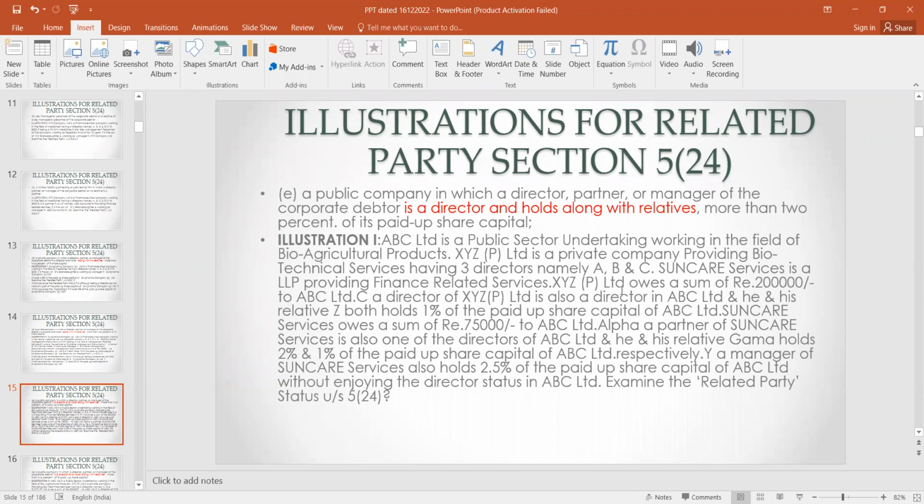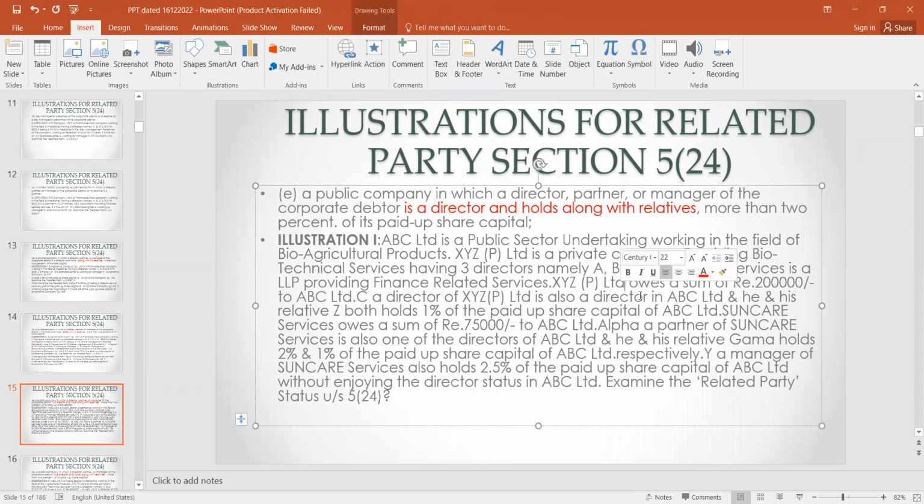XYZ owes rupees 2 lakhs to ABC. C, a director of XYZ Private Limited, is also a director in ABC Limited. And he and his relative Z both hold 1% of the paid up share capital of ABC Limited. Sun Care Services owes a sum of 75,000 to ABC Limited. Alpha, a partner of Sun Care Services, is also one of the directors of ABC Limited, and he and his relative Gamma hold 2% and 1% of the paid up share capital of ABC Limited respectively.